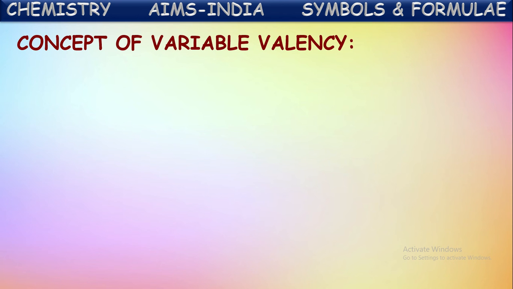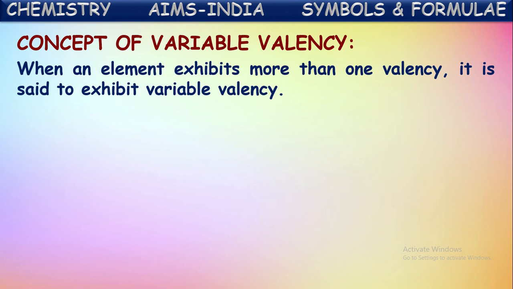Next, the concept of variable valency. When an element exhibits more than one valency, it is said to be exhibiting variable valency. That element is called a variable valent element. Generally, elements will exhibit a certain combining capacity or valency. But certain elements can exhibit more than one valency. Those elements which can exhibit more than one valency are called variable valent elements, and that phenomenon is called variable valency.